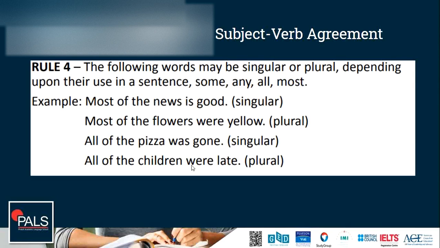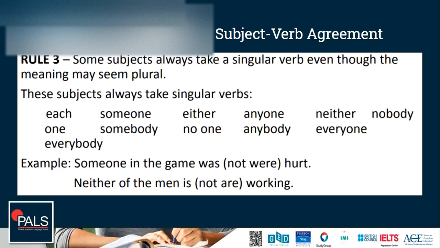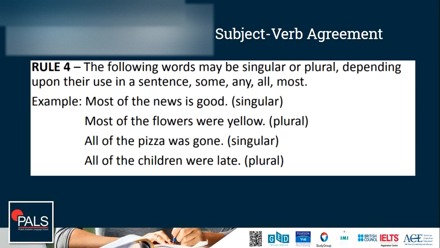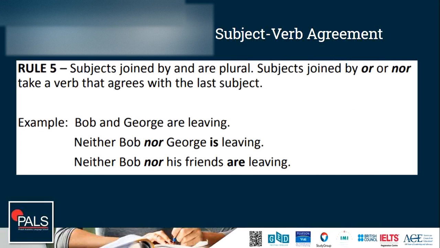Understood? I'm sure that's easy to understand. So, regarding these words, some, any, all, and most, we follow the noun in the sentence. It's different from this because they are by default singular. Let's go to rule number 5.